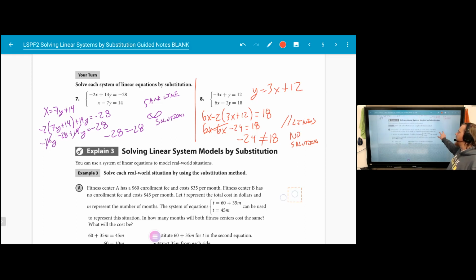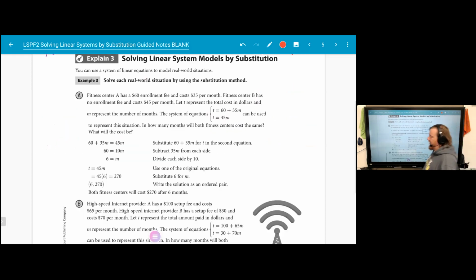Okay, let's go ahead and take a look at this thing, all right? We're going to look at solving models by substitution. And what we're going to have is fitness center A and fitness center B. What we're going to end up with is how to describe the solutions. That's the big key here, okay? We've got fitness center A, we've got T, okay, this is kind of nice. We've got T is total cost and M is months. So it's kind of nice.